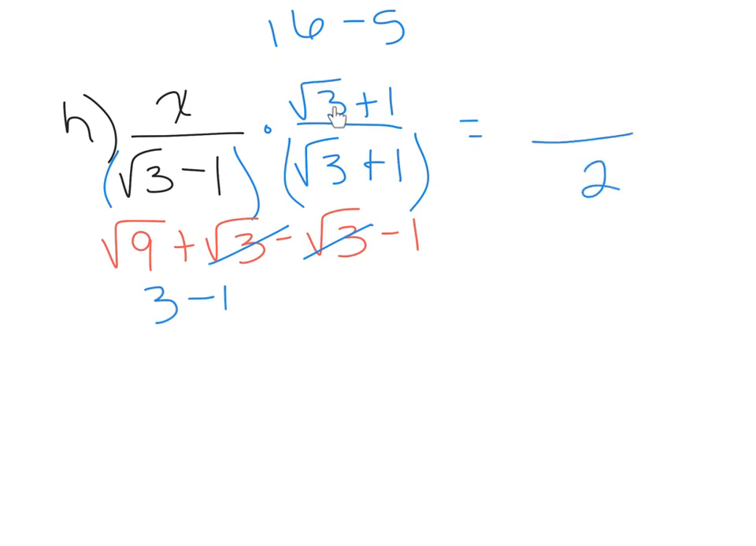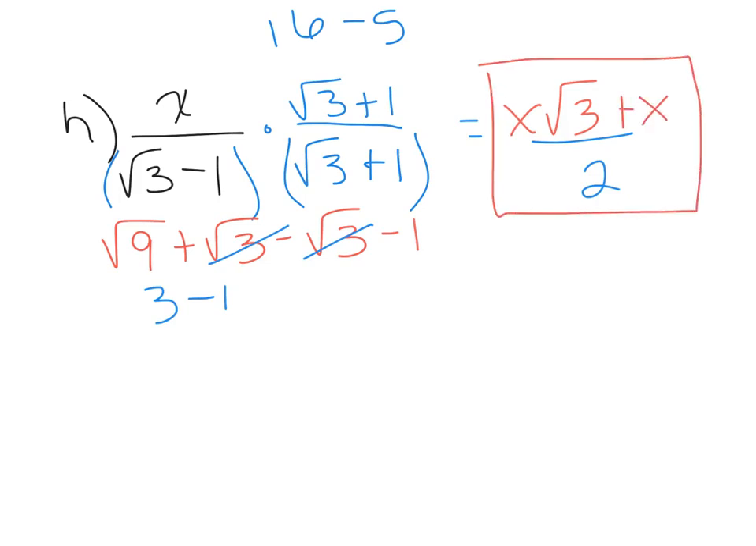In the numerator, you're going to distribute this x. So when you do that, you have x times the square root of 3. The x is on the outside, the square root of 3 staying underneath. And then you have x times 1, which is, of course, just x. And that's finished.